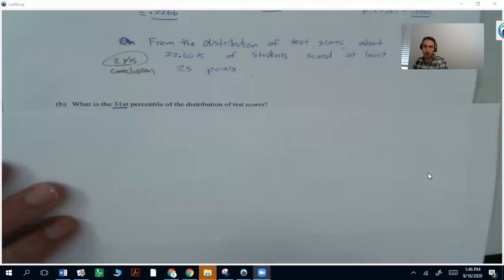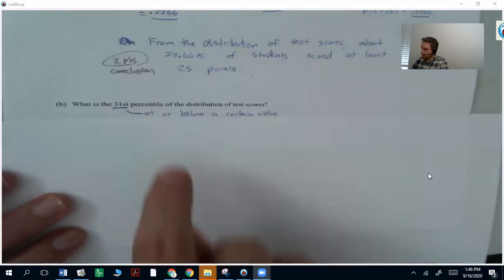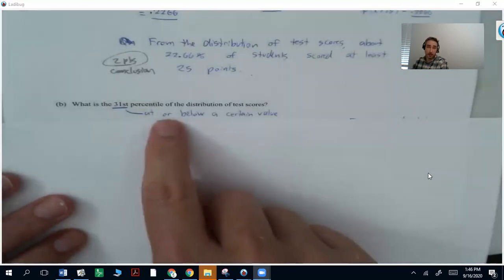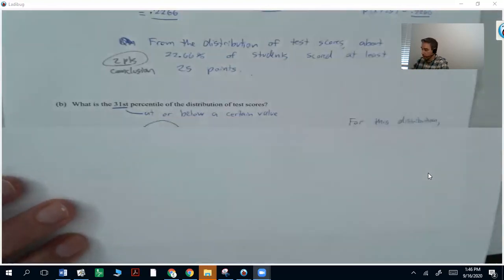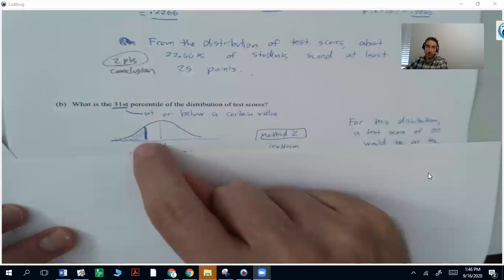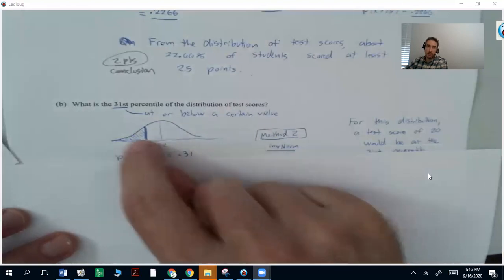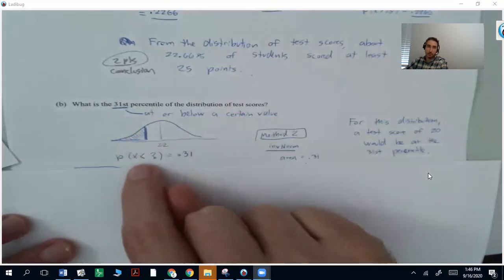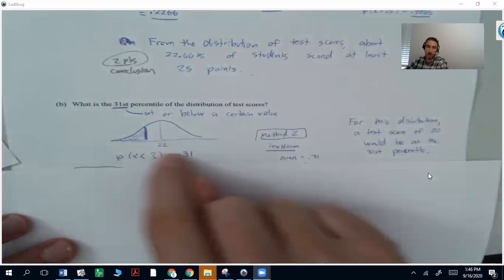Number 2, or letter B. What is the 31st percentile of test scores? Remember, percentiles are at or below a certain value. So we want to know in a diagram about what value here is going to give us 31%. Okay, that's something to think about.